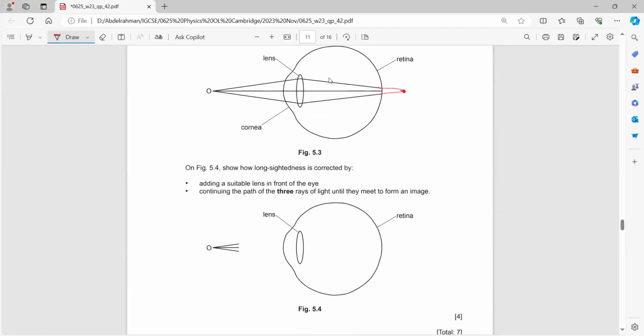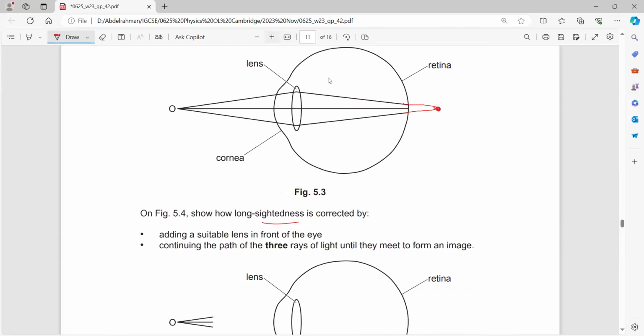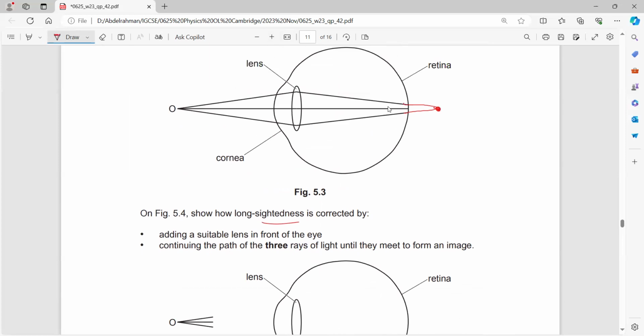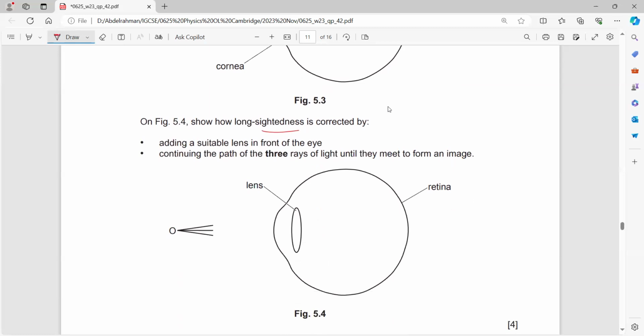On figure 5.4, show how long-sightedness is corrected by adding a lens and continuing the path of the three rays. Initially, the three rays, as I said, will meet behind the retina. How can I correct this long-sightedness? A diverging lens would actually increase the focal length.